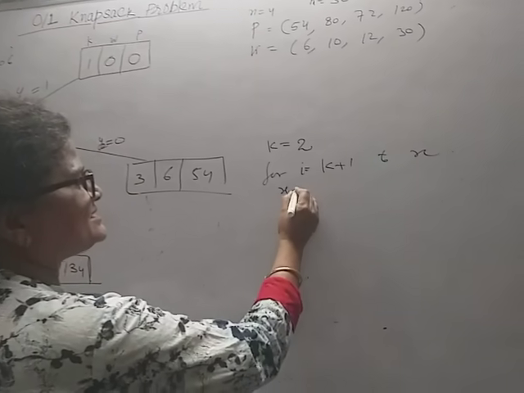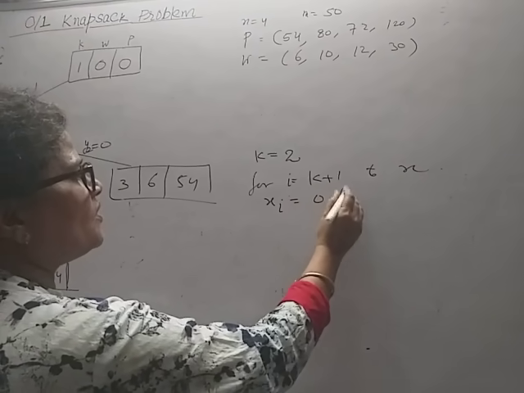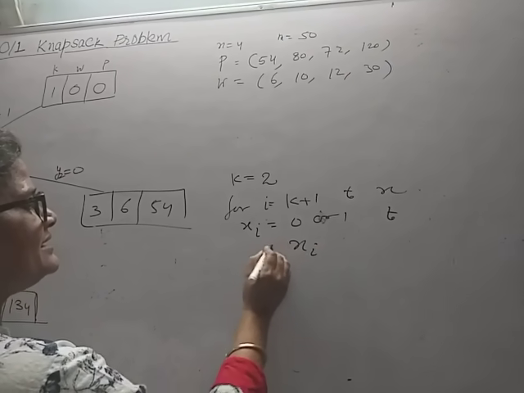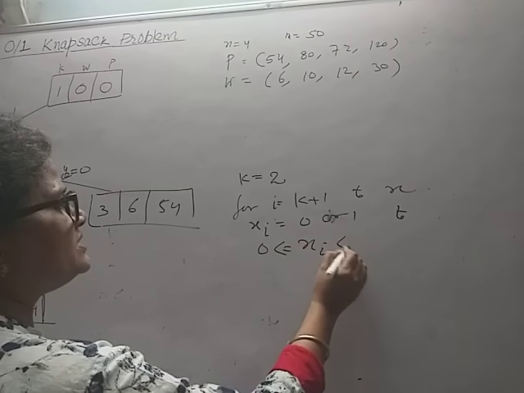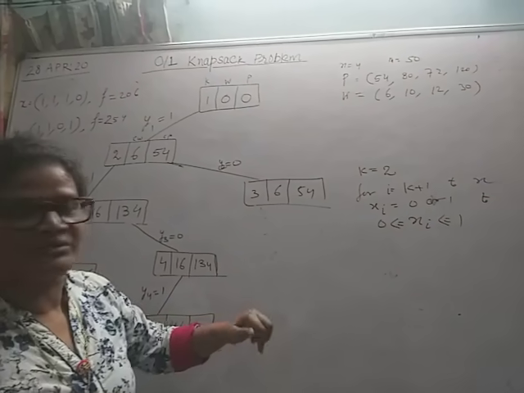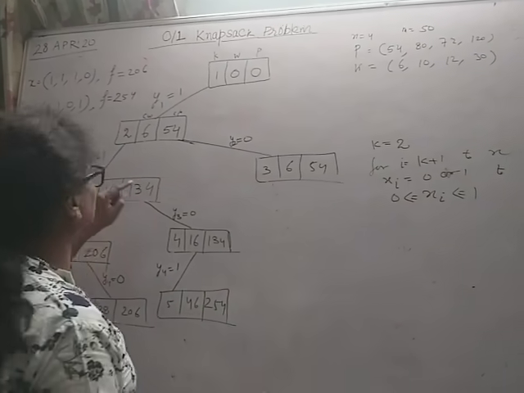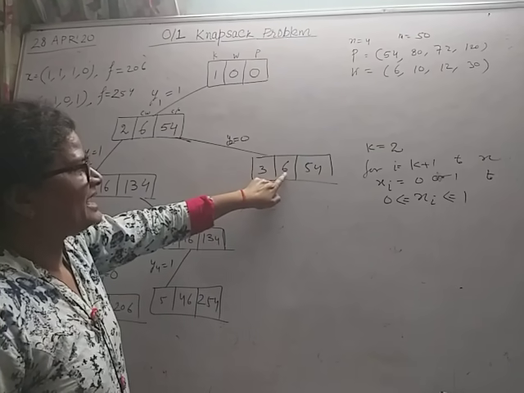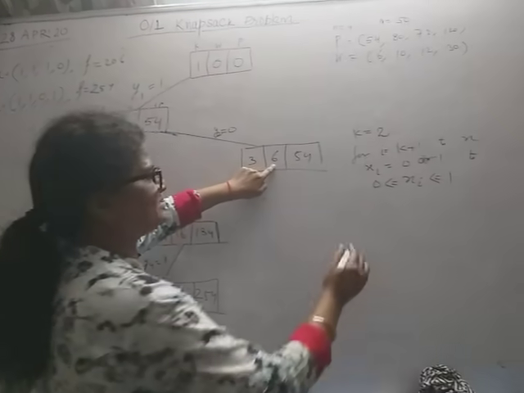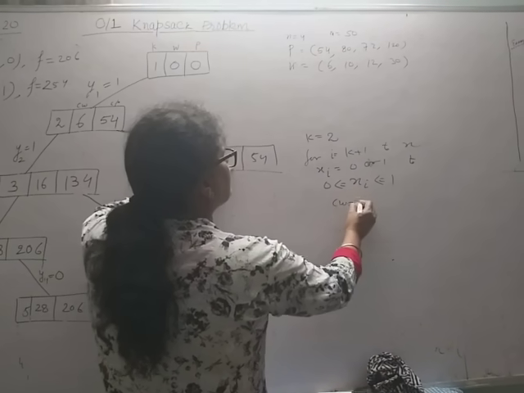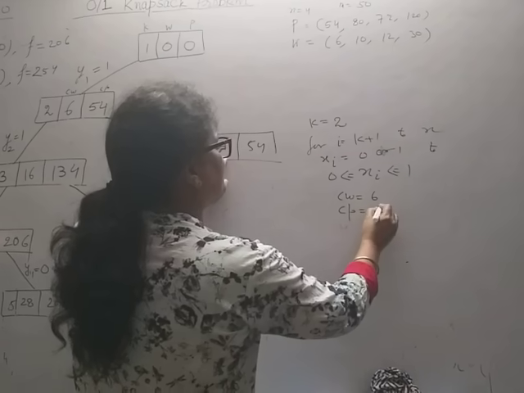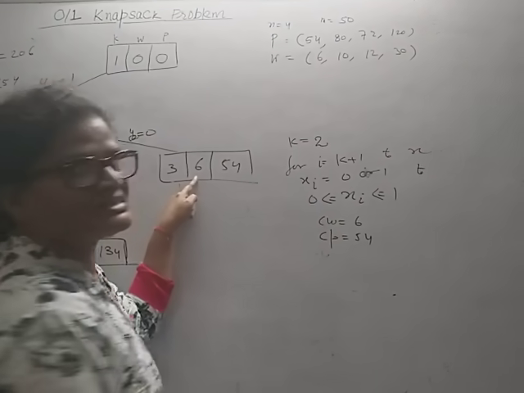Relax the condition xi equal to 0 or 1 to what? xi greater than or equal to 0, less than or equal to 1. Fractions are allowed and we solve it with the greedy method. Okay, so now carefully see, there is 6. At this time the current weight filled is 6. Current profit is 54 and the k is 2.